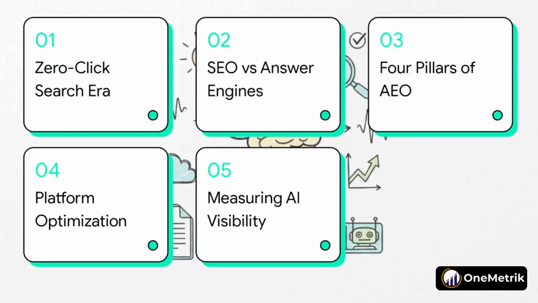So, to navigate this massive shift, here is our playbook for today. We're covering: 1. The zero-click search era, 2. SEO versus answer engines, 3. The 4 pillars of AEO, 4. Optimizing for specific platforms, and 5. Measuring your AI visibility. By the end of this explainer, you're going to have a clear, measurable traffic advantage.